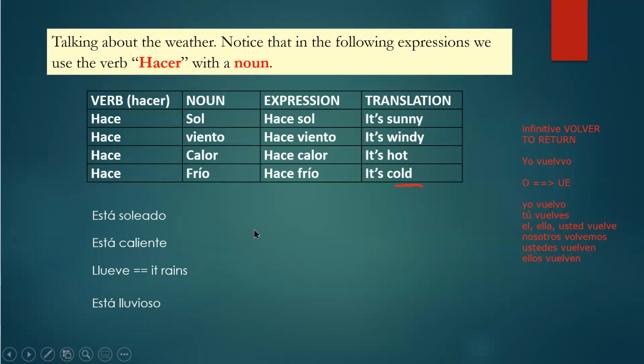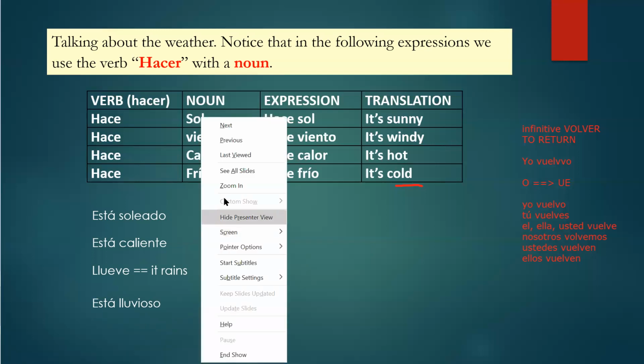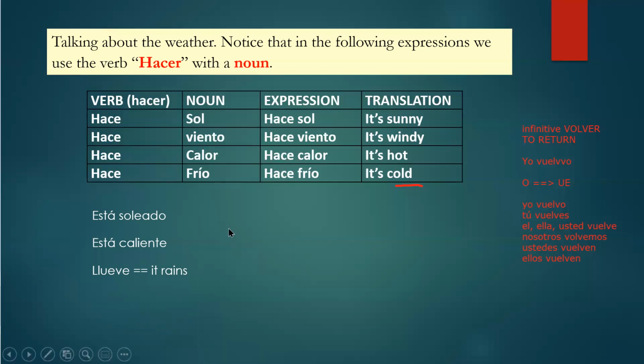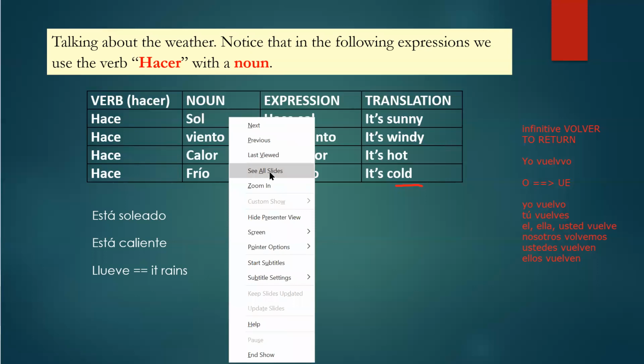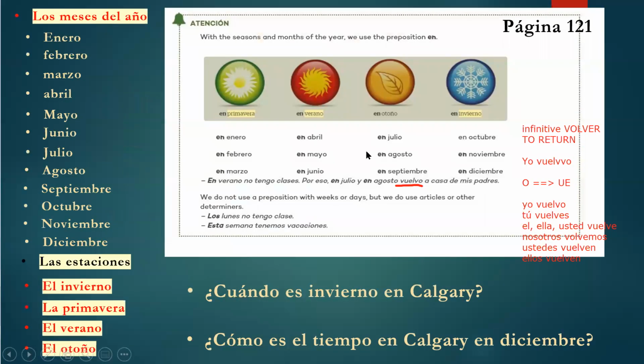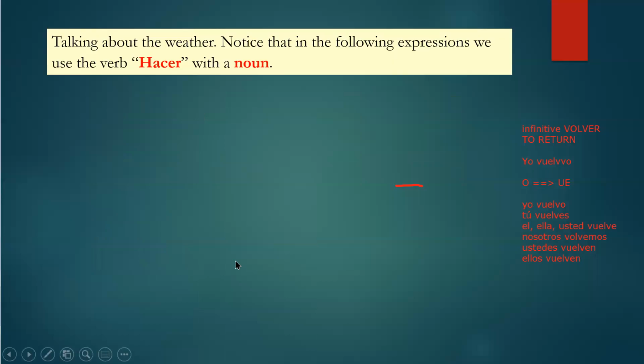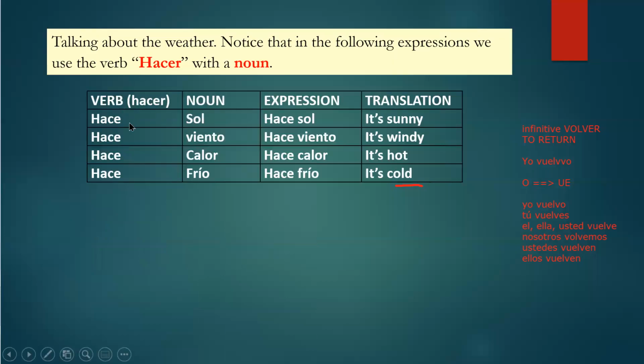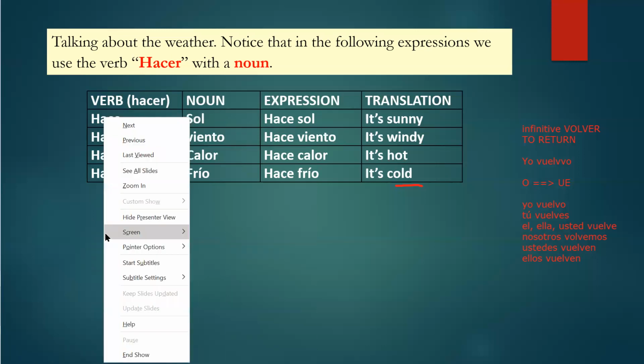Okay, so I leave you with this. Again, I just want to emphasize that we're trying to remember the seasons, primavera, verano, otoño, invierno, and that sometimes we use the verb hacer.